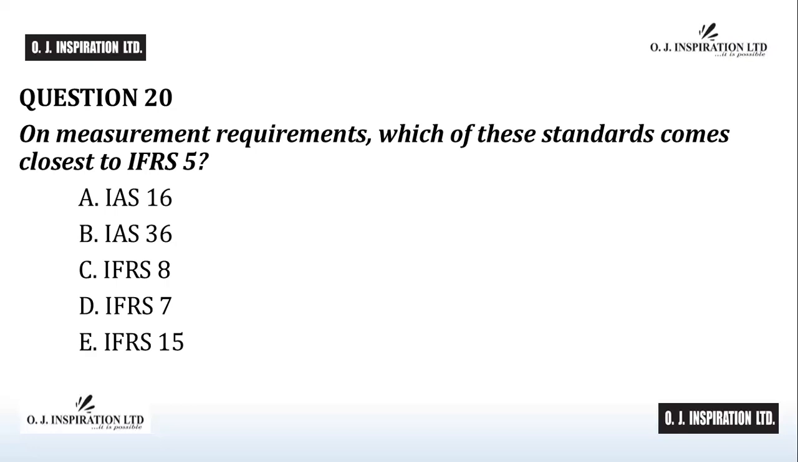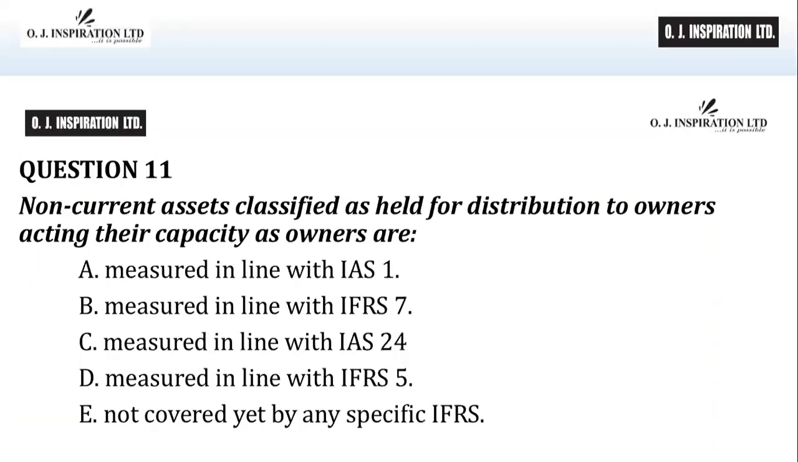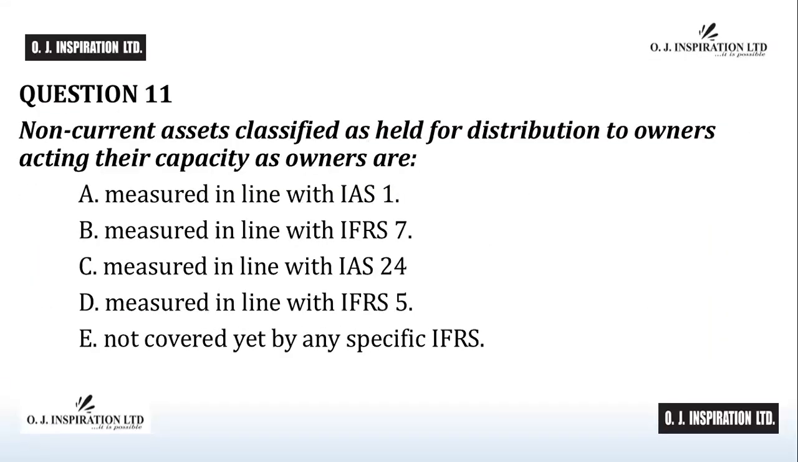Time up. We proceed to reveal the answers. The answer to question number 11 is D, measured in line with IFRS 5. The classification, presentation, and measurement requirements in IFRS 5 also apply to non-current assets or disposal groups that are classified as held for distribution to owners in their capacity as owners. D is the answer to question number 11.